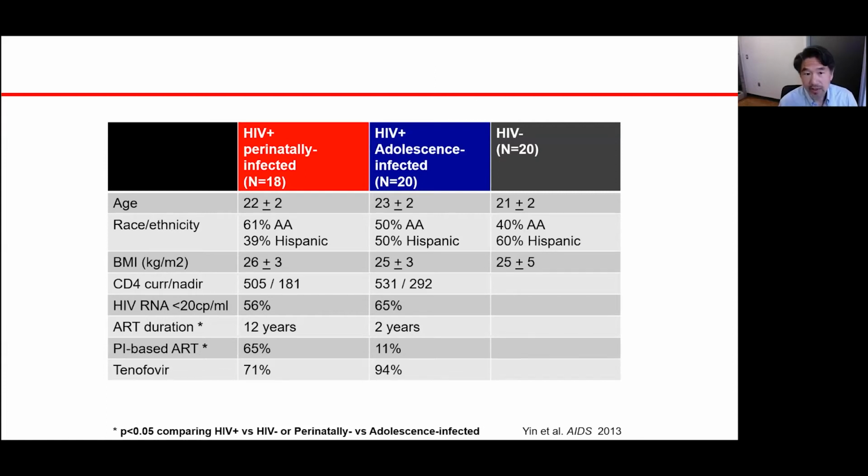For this study, we assembled a cohort containing 3 groups: perinatally infected children now between the ages of 20 and 25, people who were infected with HIV during adolescence, now between ages 20 and 25, and controls who were uninfected. We matched by age and ethnicity. They differed a little between the 2 HIV positive groups by antiretroviral exposure, with more of the perinatals being exposed to protease inhibitor therapy.